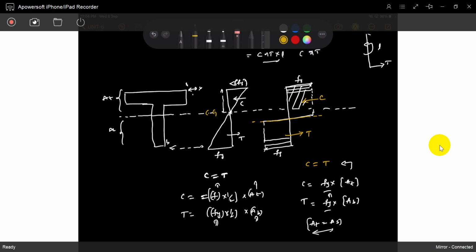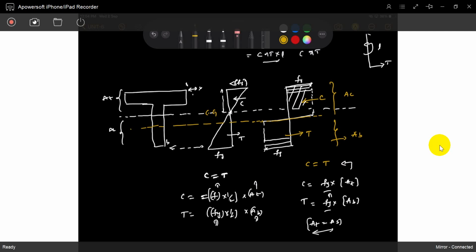This is the equal area axis. That means the top area and bottom area should be equal. Understood? This is the area under compression. So that's why the neutral axis is shifting in a plastic analysis. The area under compression and the area under tension should be equal.